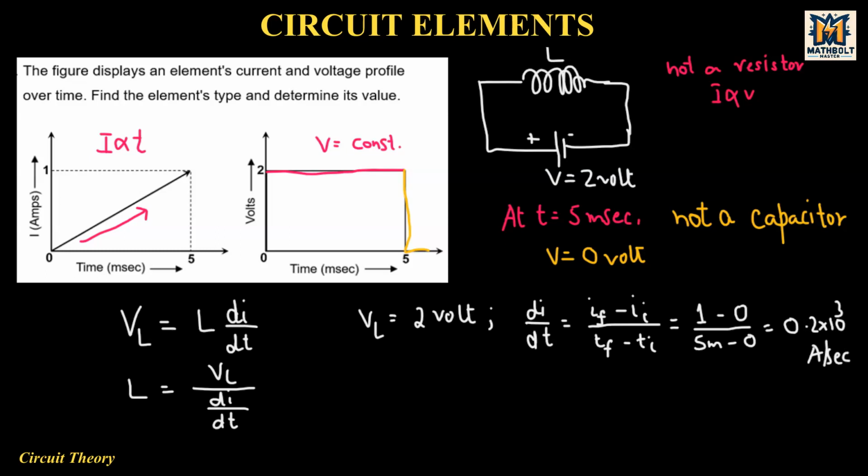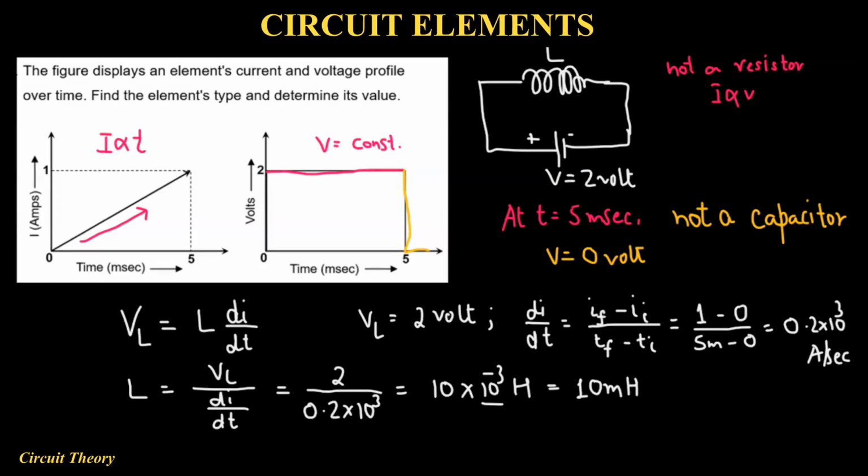So our L value will be L equals 2 volt divided by 0.2 into 10 raised to the power of 3. Solving this, we get the value 10 into 10 raised to the power of negative 3 Henry. 10 raised to the power of negative 3 is milli, so we get 10 milli Henry.